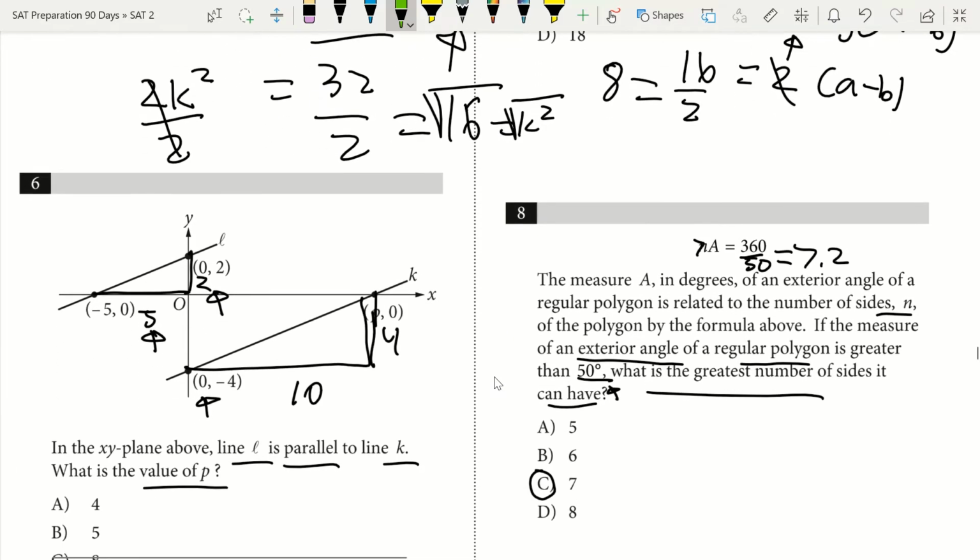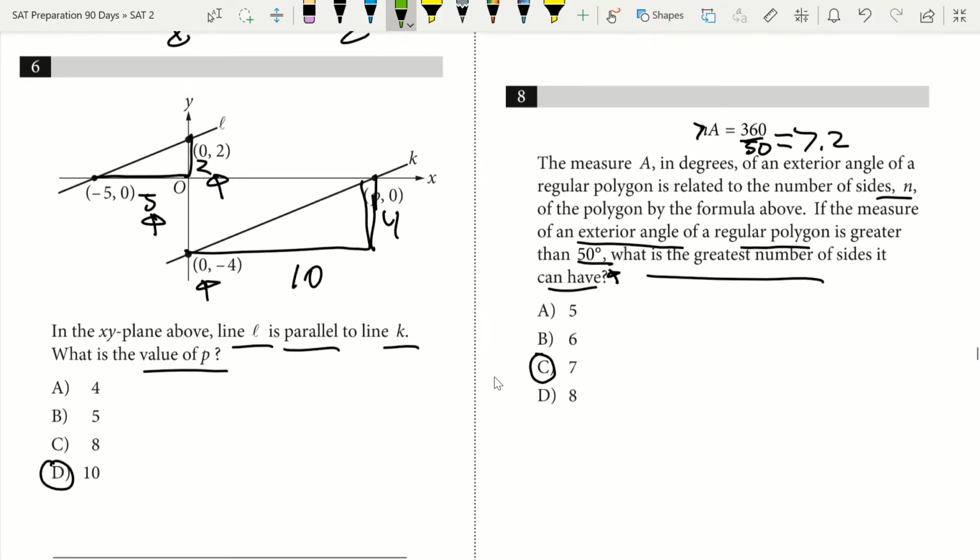Number 6. Going down here, I got line K is parallel to line L. What's the value of P then? I see P is right there. Okay. I see if I go over 5, I go up 2. So if I'm going over 10, I must go up 4. And I see then that P has to be 10 since we started at 0 and we went from -4 to 0. So answer there, that's checked as well.